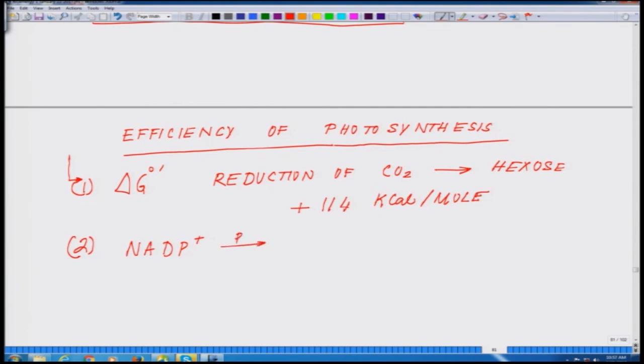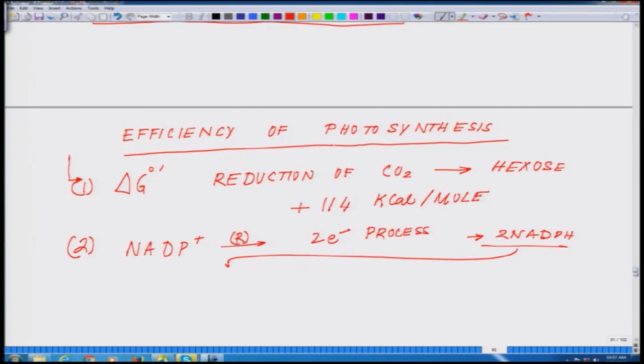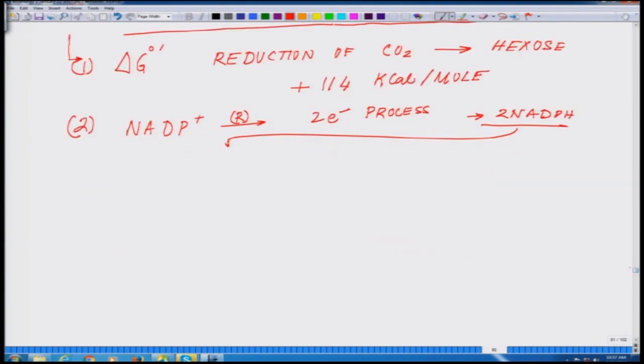this reduction process is a 2 electron process, okay. Hence the formation of 2 NADPH requires the pumping of, so if you want 2 NADPH molecules to be formed, this requires, this part is very critical, just evaluate it carefully. This requires pumping of 4 photons to photosystem 1. So 4 photons to photosystem 1, so this is the light expenditure we are talking about.